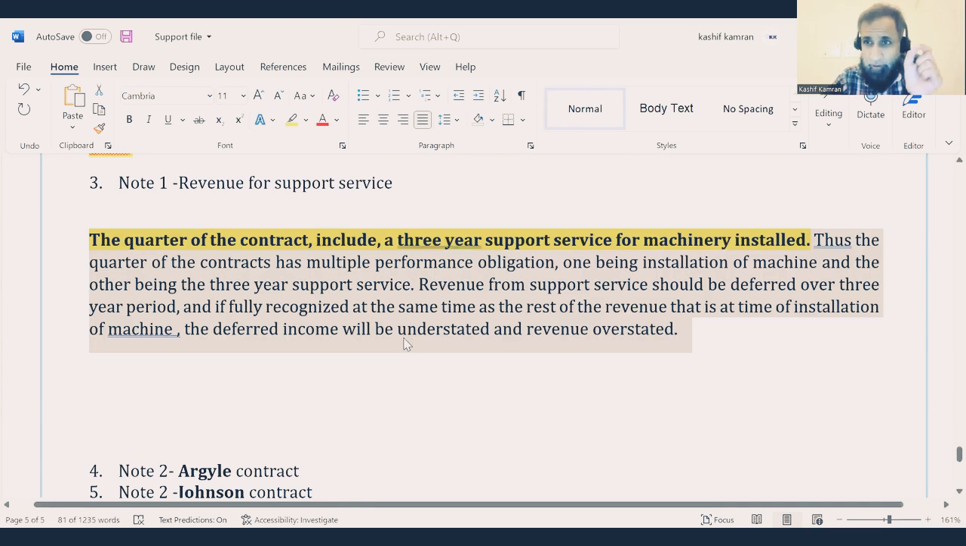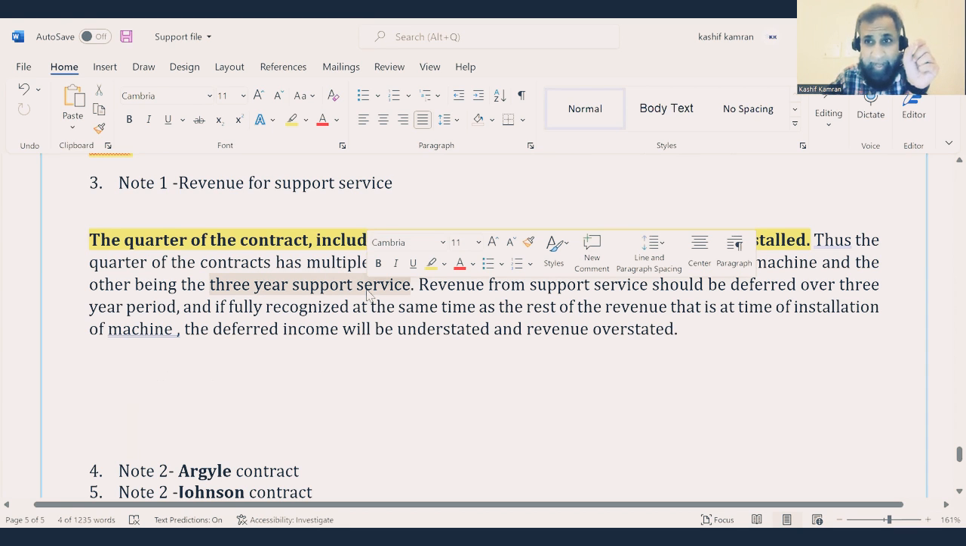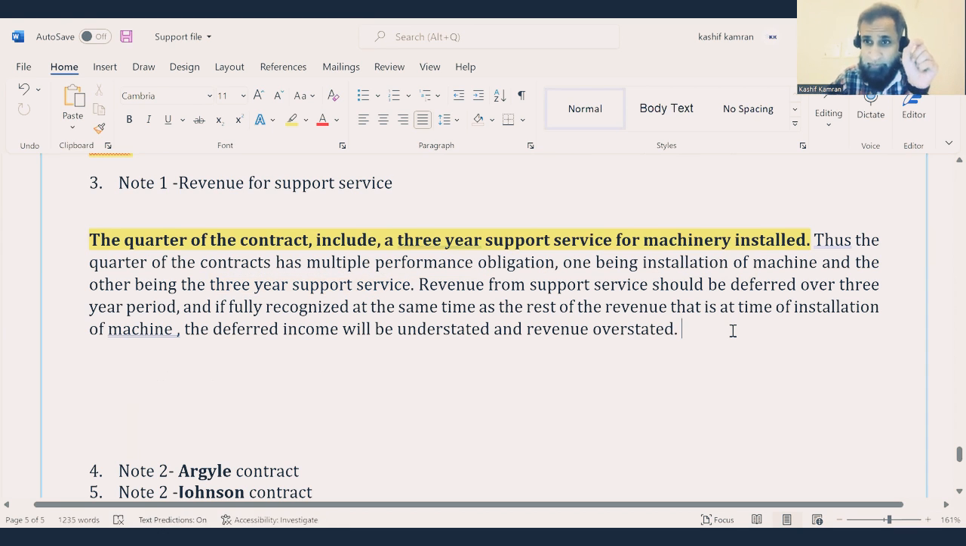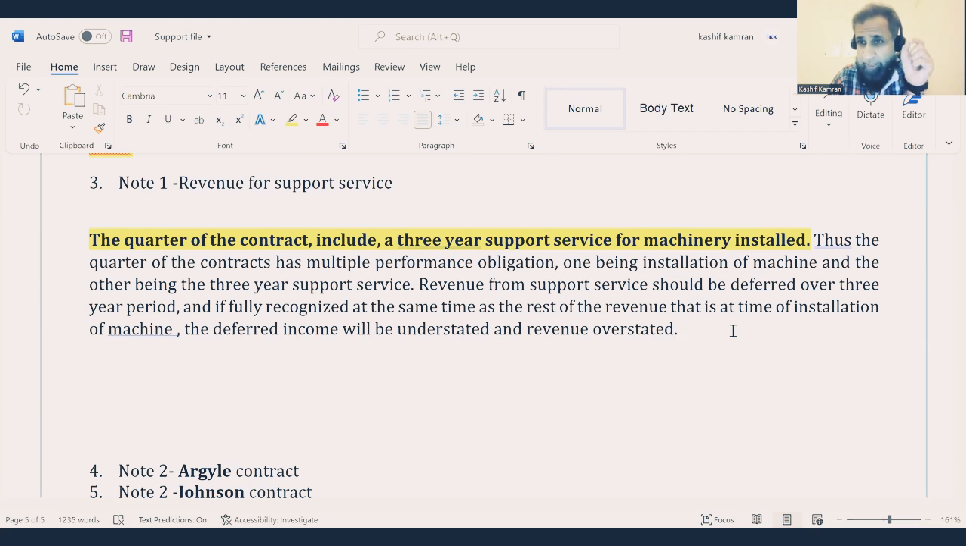A quarter of the contracts include a 3-year support service for machinery installed. Thus, a quarter of the contracts have multiple performance obligations. One being the installation of the machine and the other being the 3-year support service. So you cannot recognize the entire revenue on the installation of the machine because there is a component of 3-year service support. So some of the revenue has to be recognized over a 3-year period.